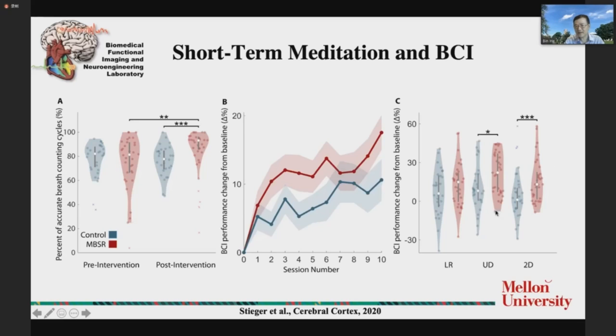On the right side, we performed statistical analysis, and we found that although the meditation group did better than the control, there was no statistical difference for the left-right control. However, there was a statistically significant improvement in performance for the up-down control, and most importantly, for the 2D control.